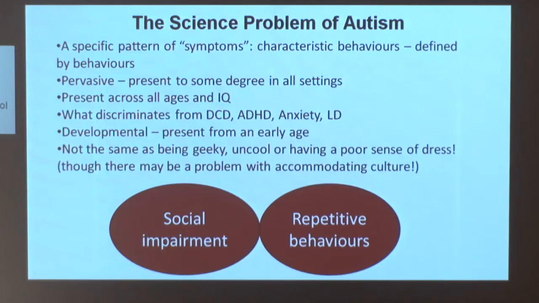But what's sort of remarkable is that the instruments that we use to diagnose it, in particular the ADOS and the ADI, which is the Autism Diagnostic Observation Schedule and the Autism Diagnostic Interview, apply across the board from children aged 1 up to aged 99 plus, across all ages, and across all levels of IQ, from severely learning disabled to mathematical genius level. So what is it? What are the actual things that make us recognize somebody as having autism as distinct from having other disorders, things like DCD, developmental coordination disorder, ADHD, attention deficit hyperactivity disorder, anxiety, learning disability.